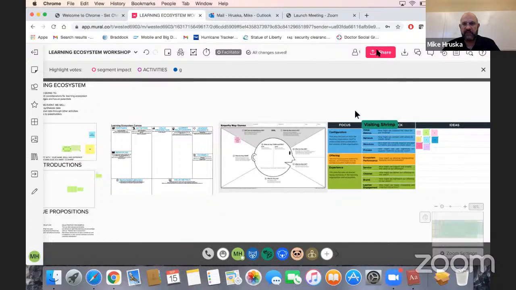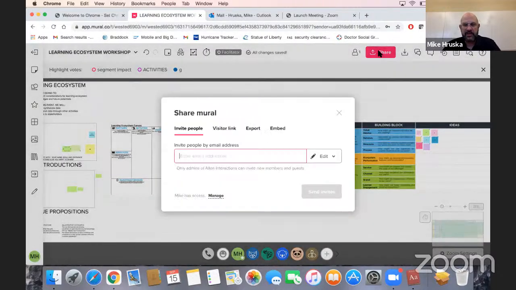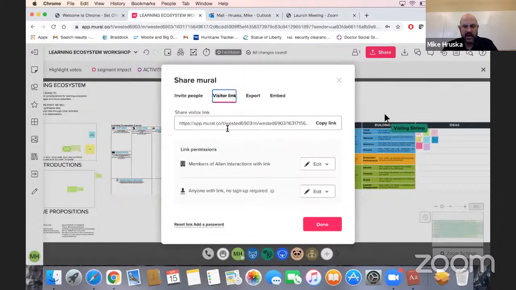Yeah. And you can export in a variety of ways. To answer that question from earlier, Mary, as well. If I want to share this, I can invite people by specific email addresses, and then they're going to have to log in if they're not a member. So you can control identity that way. What I just did was give you the visitor link, but you can set permissions. I could lock this down to just members of the Allen Interactions domain, or you could set it here as well. So there are a lot of different configuration items.